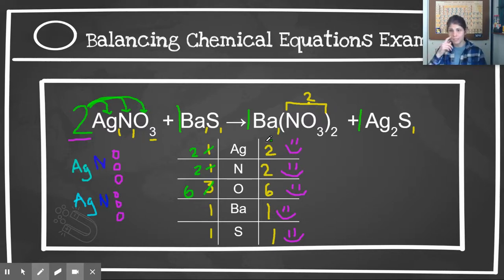If you want to jump ahead into the daily key concept: to balance chemical equations, we add coefficients so that we have the same number of each atom on both sides of the equation. That way matter isn't created or destroyed.